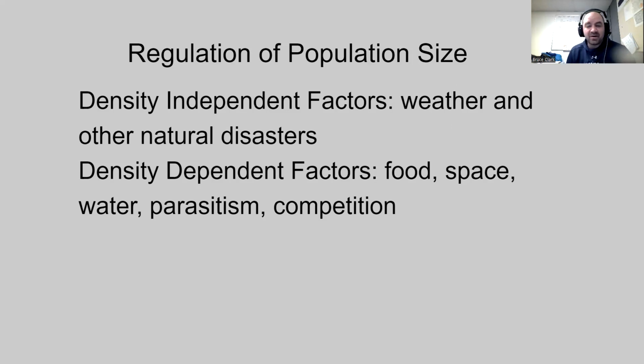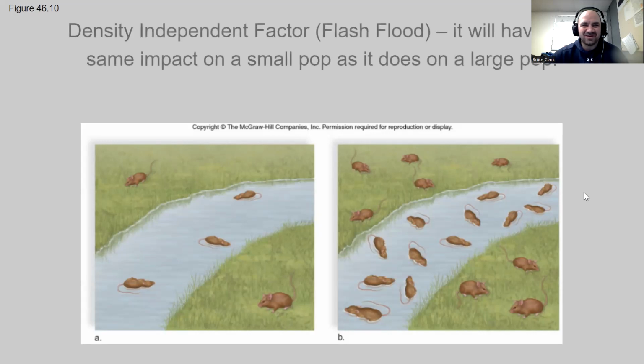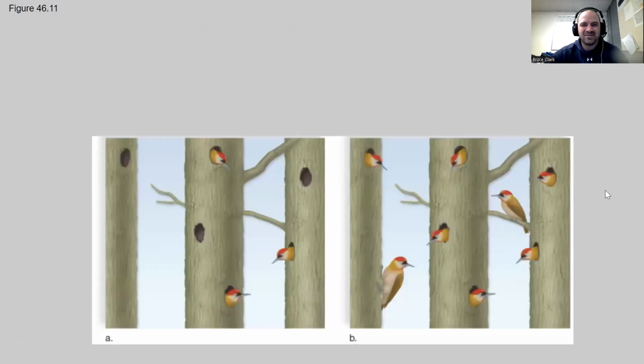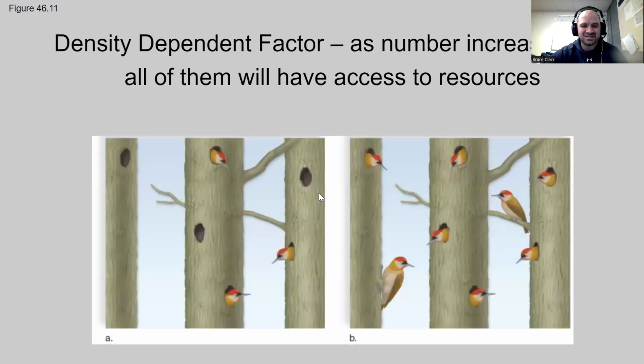organisms you have: the amount of food that's available, the amount of space, the water, parasitism, like viruses and whatnot, competition. Those are all related to how large a population is. Here's a nice little picture from the book about a flood. It doesn't matter how big your population is; a flood's going to claim some of it. Versus nesting spots for our birds: if there's a smaller number of birds, then there's going to be plenty of nesting spots.